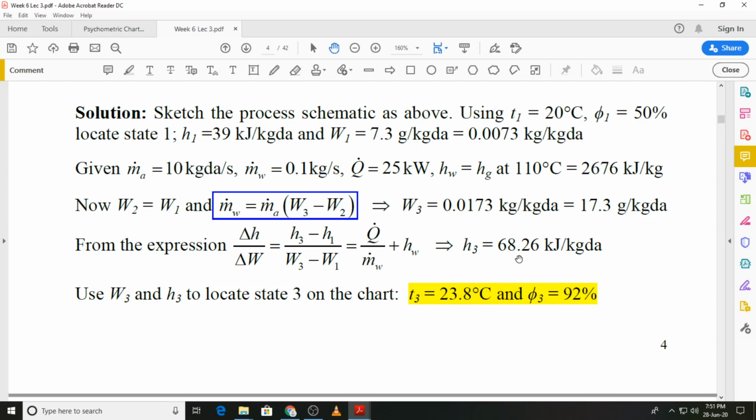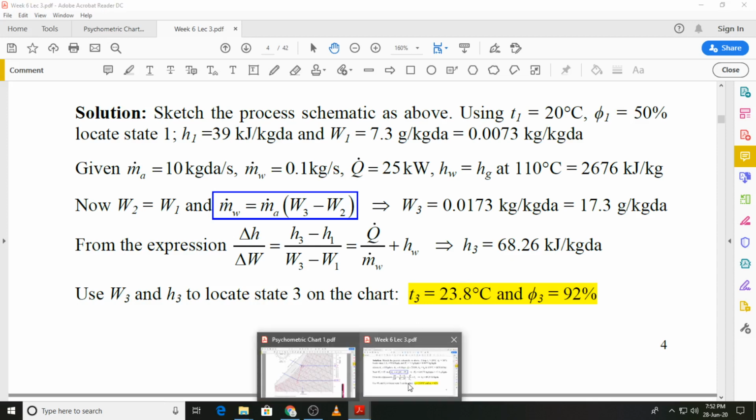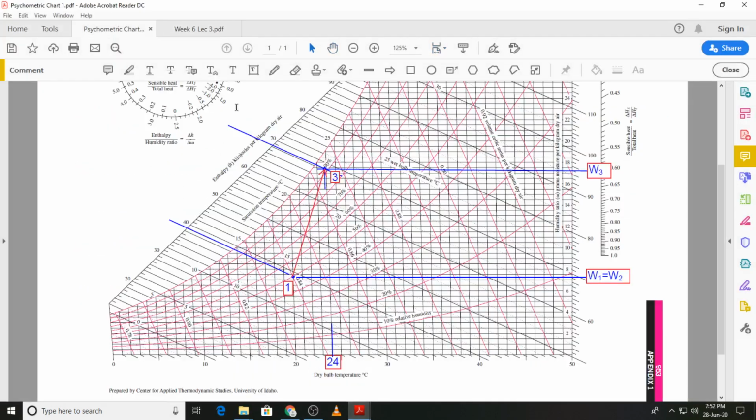And now we can go back to the psychrometric chart, and you can see I've drawn a constant specific enthalpy line where the value of the specific enthalpy is approximately 68.3 kilojoule per kilogram dry air, and where this constant enthalpy line intersects the constant humidity line corresponding to state 3, that is the point indicating the state of the air at the outlet.